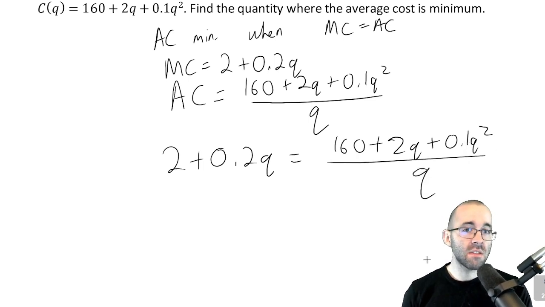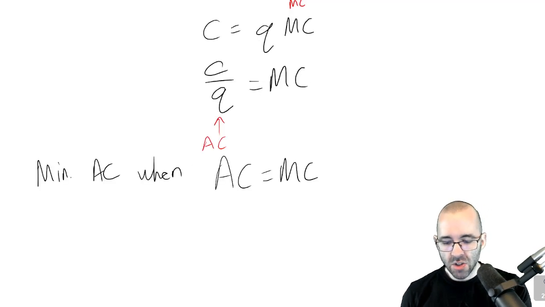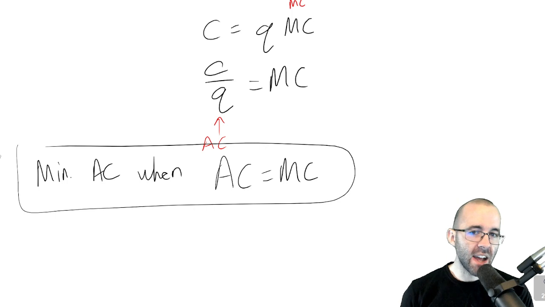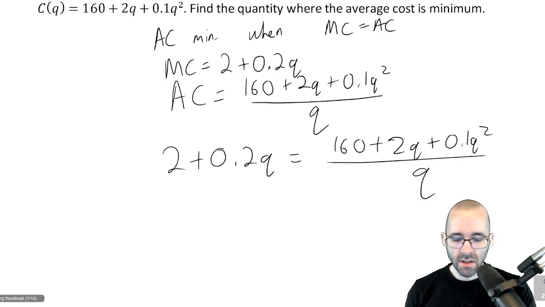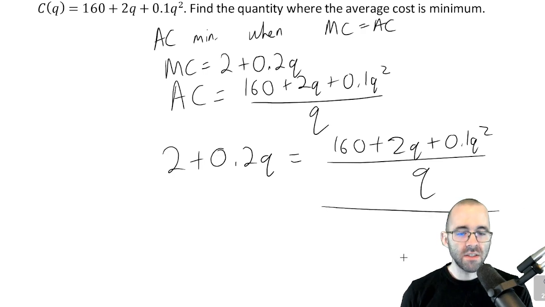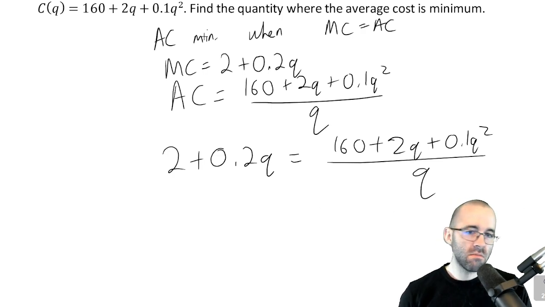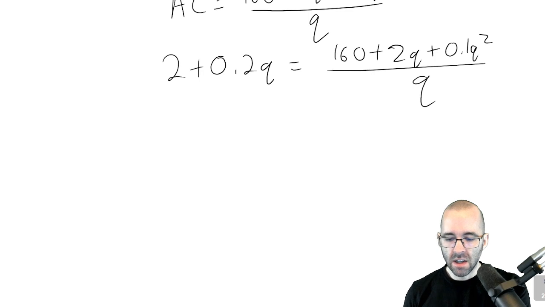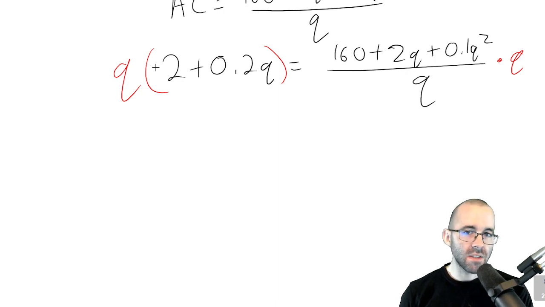The solution to this is where the average cost is minimized, according to our calculations from the last point. This is our marginal cost. This is our average cost. We're setting them equal. Let's solve it. Any equation that has fractions, multiply both sides of this equation by the least common denominator.